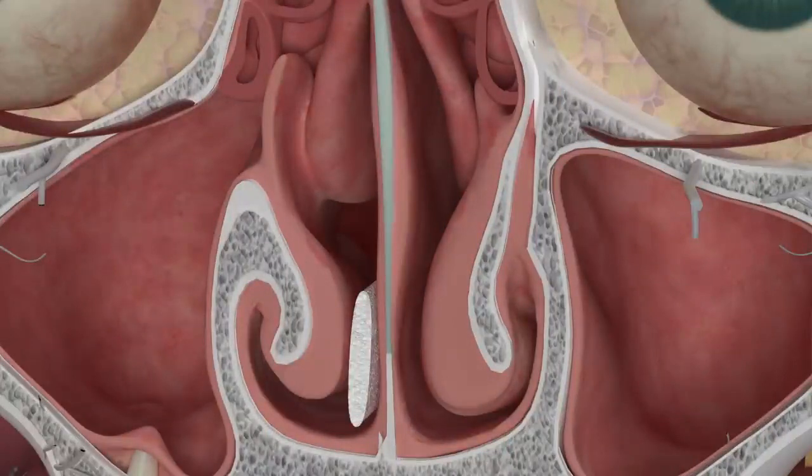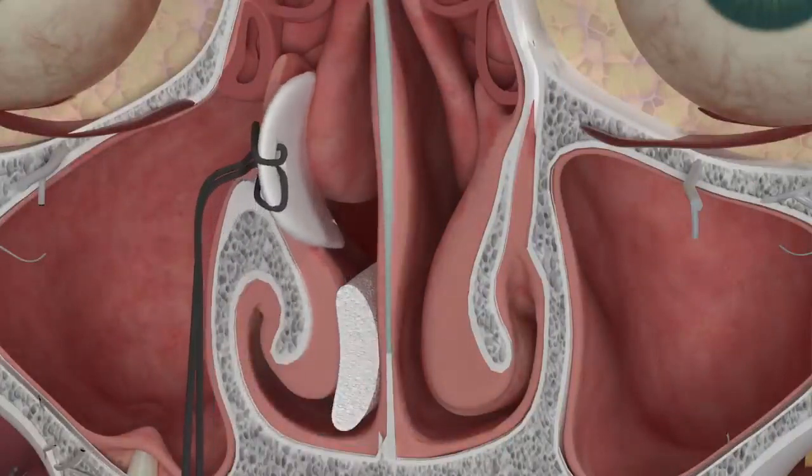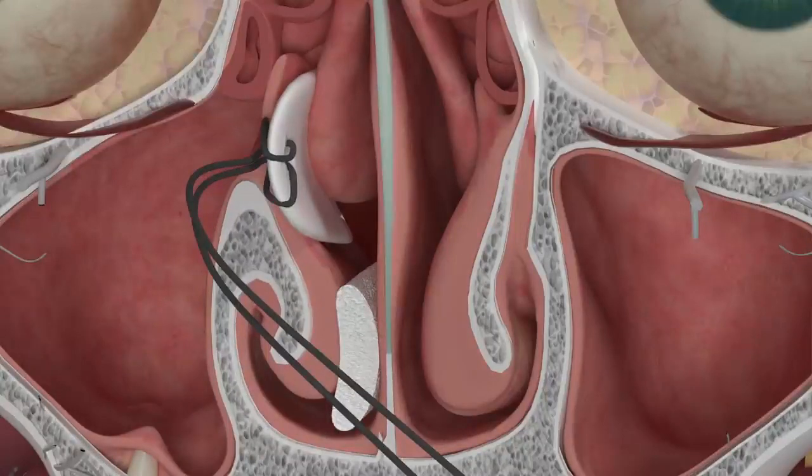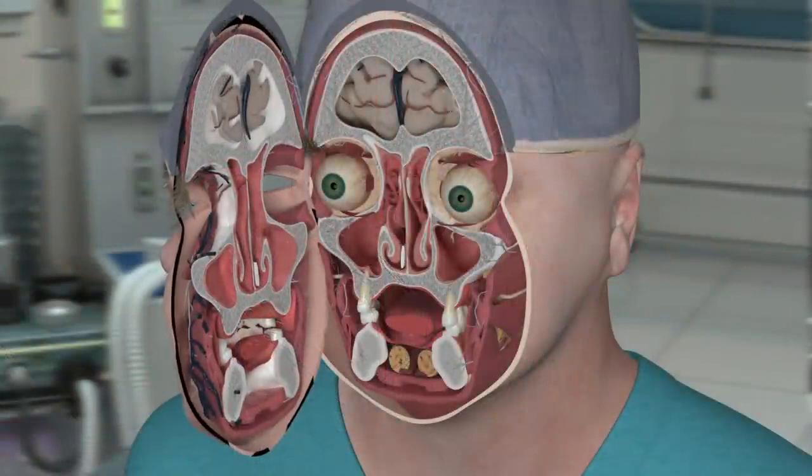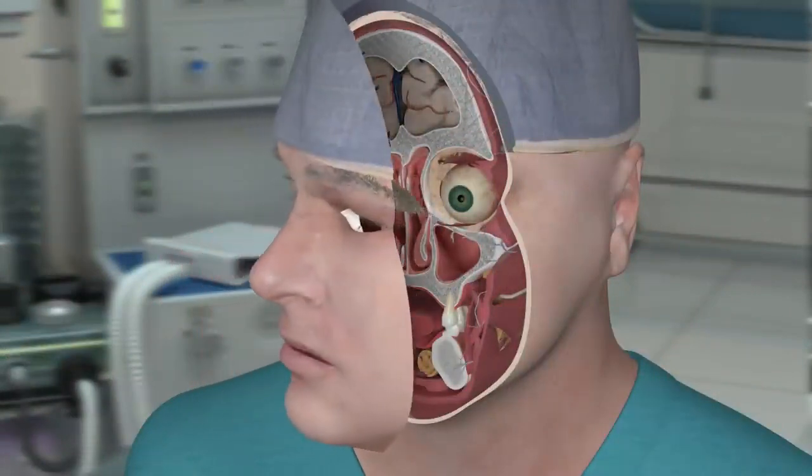Packing against the inferior turbinate is often placed after a turbinate reduction or septoplasty, and packing under the middle turbinate is placed for sinus surgery. Packing is usually removed in 1 to 4 days in the office.